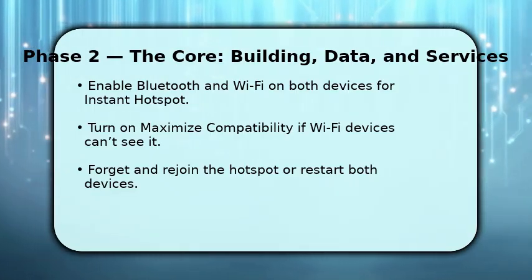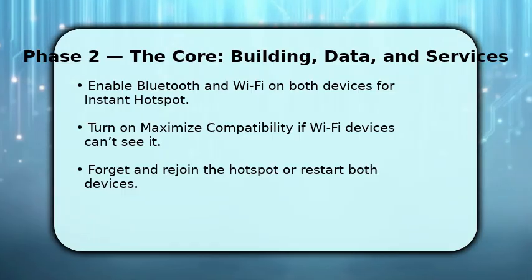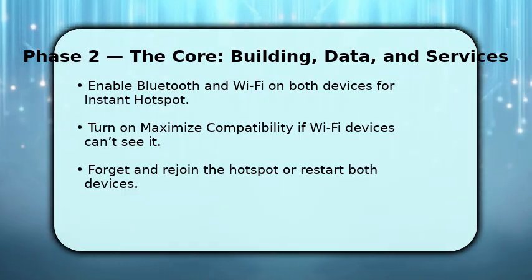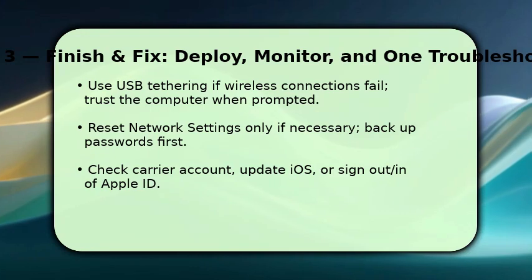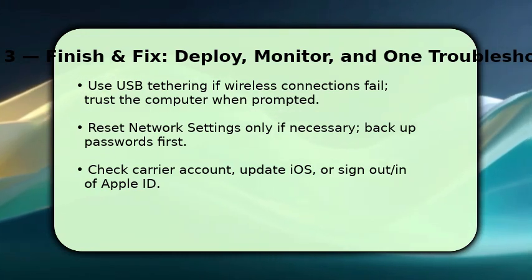To finish, try a direct USB tether. Connect your iPhone to the computer, select the iPhone network in System Settings, and tap Trust on the phone. This bypasses wireless discovery issues.